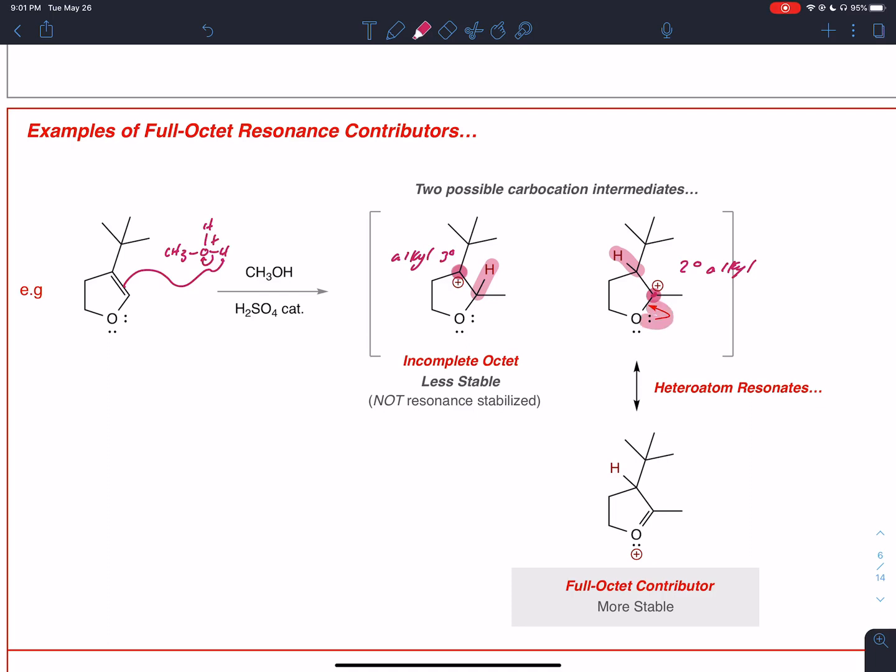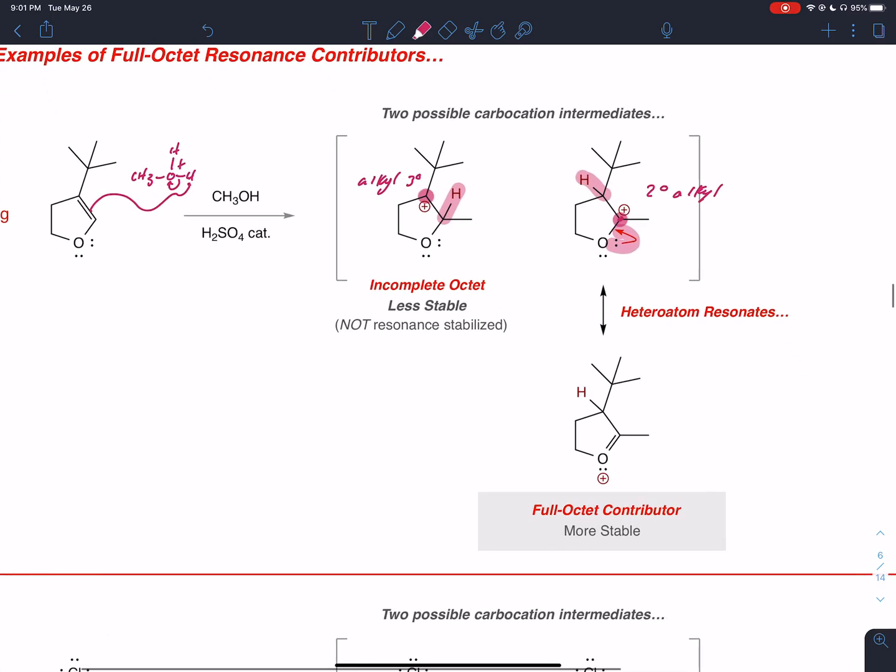Because here the oxygen can resonate one of its lone pairs and form a pi bond to the carbon, and this causes the oxygen to take on this positive formal charge. And in this contributor here, we have a full octet structure. Every atom has an octet, and that oxygen stabilizing the positive is actually way more stable than this carbocation itself. Technically, they are one and the same in terms of the compound, right? They are contributors of a structure. But we would say overall, this is more stable to form because it is full octet resonance stabilized. And this is less stable.